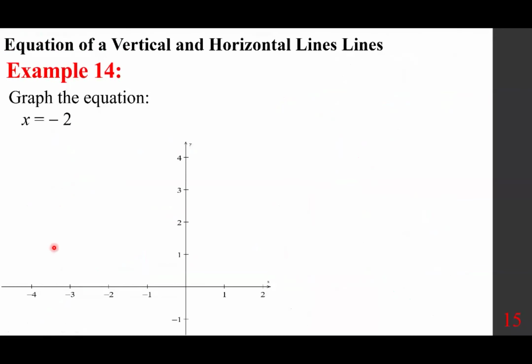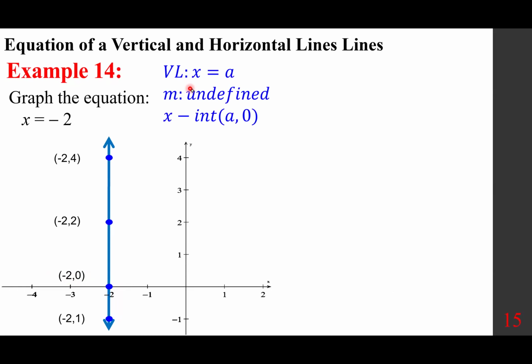All right, we want to graph this. I hope you recognize x equals -2 is simply a vertical line. So this is the x-intercept (-2, 0). However, you can pick up a few points. What really matters is the x-intercept, and then you come up with the vertical line. VL, short for vertical line. As the equation x equals a, the slope is undefined, and the x-intercept is located at (a, 0). So in this case, (-2, 0). If I said x equals 1, it would be this one.